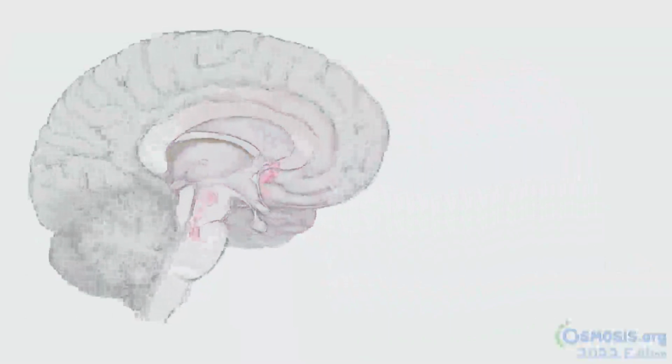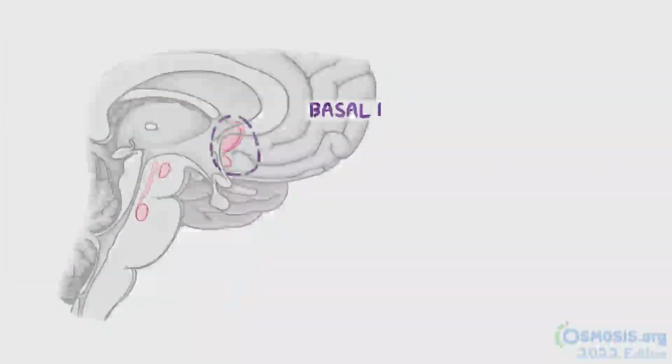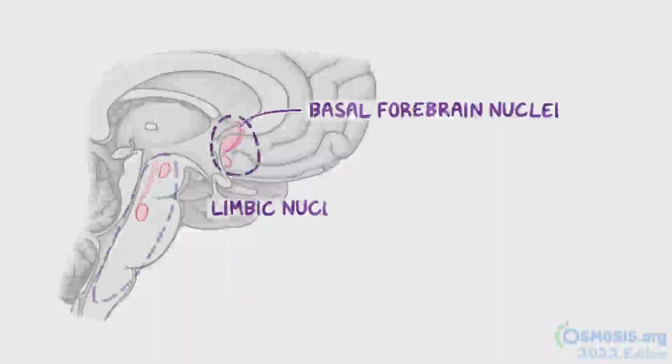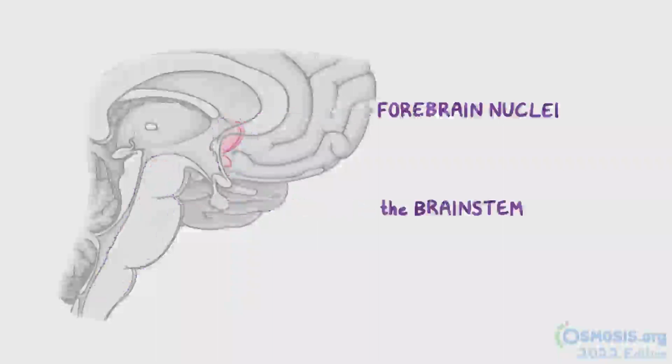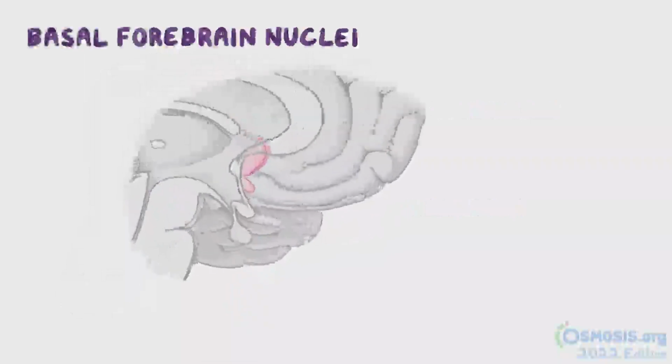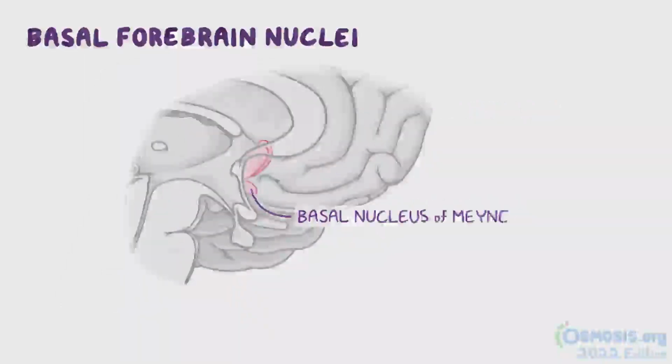Two more groups of structures that are connected to the limbic system and the basal ganglia include the basal forebrain nuclei and limbic nuclei in the brainstem. The basal forebrain nuclei include the basal nucleus of Meynert, the nucleus accumbens, and the septal nuclei.